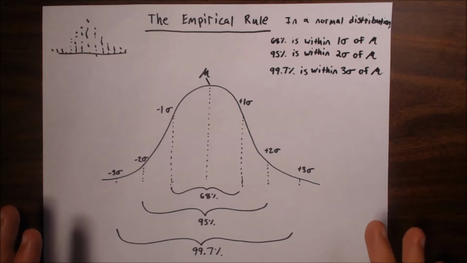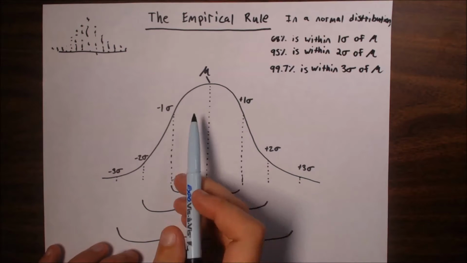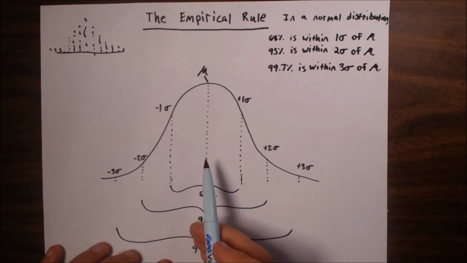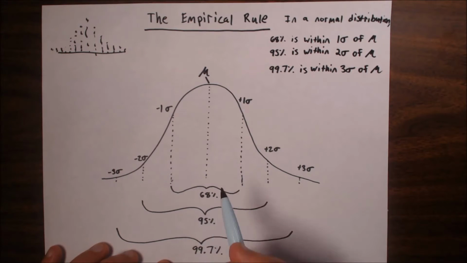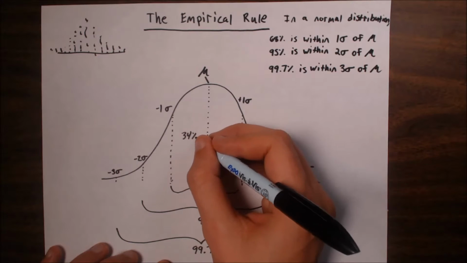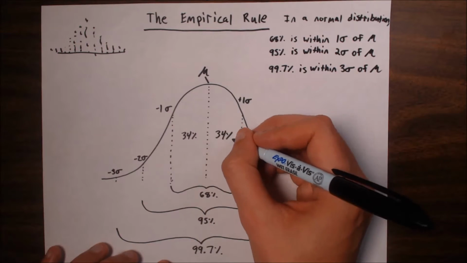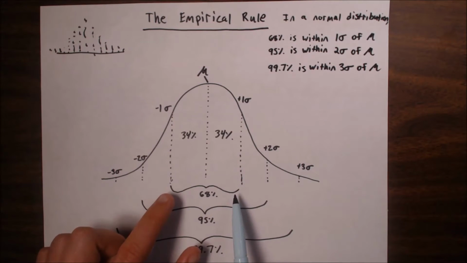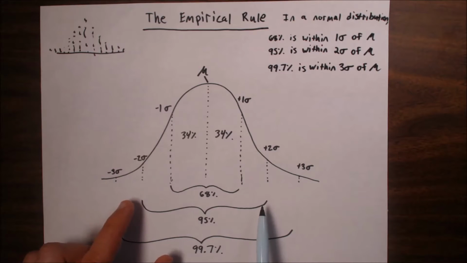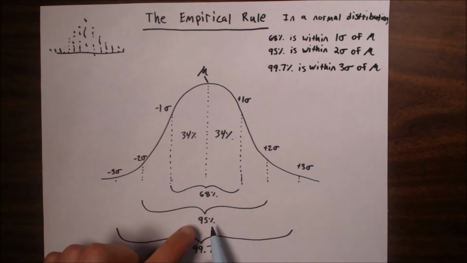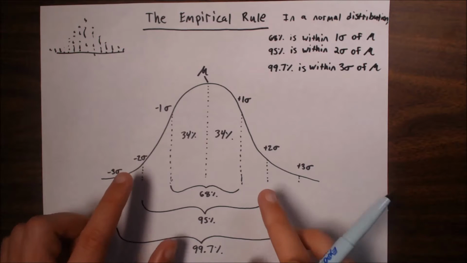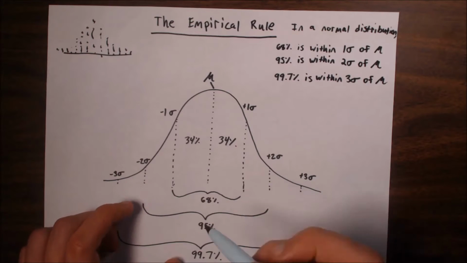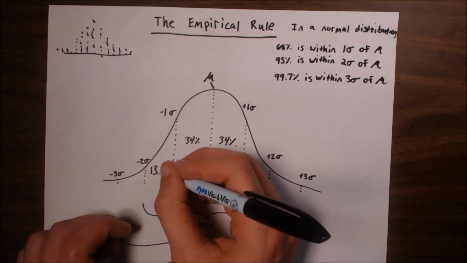However, because it's symmetrical, we can do a little more with that. So look at this middle section. We said this was 68%. Well, that means each of these, which have to be equal to each other, they're halves, must be half of 68, which means this is 34% and this is 34%. Going a step further, if this is 68 and this is 95, if I subtract 68 from 95, that gives me 27. That means these two together have to add up to 27%. So each one is half of 27%, which is 13.5%.